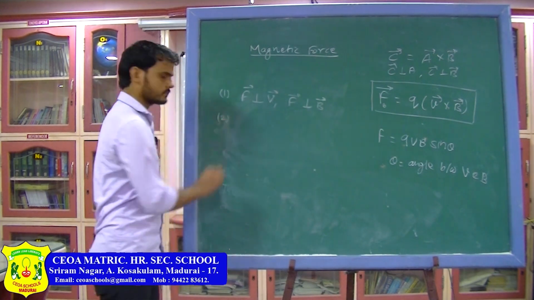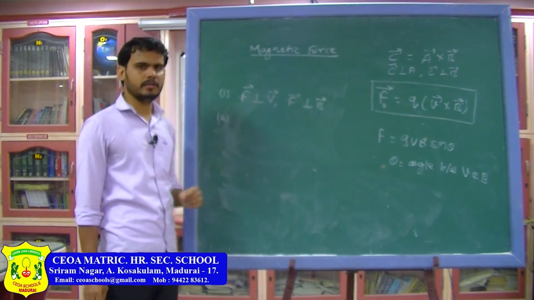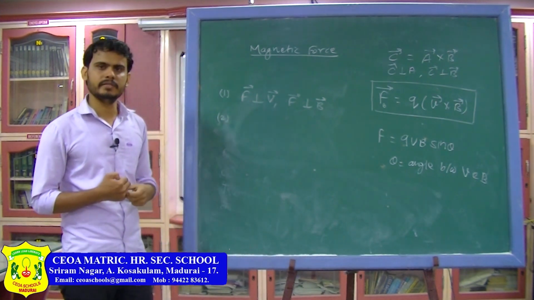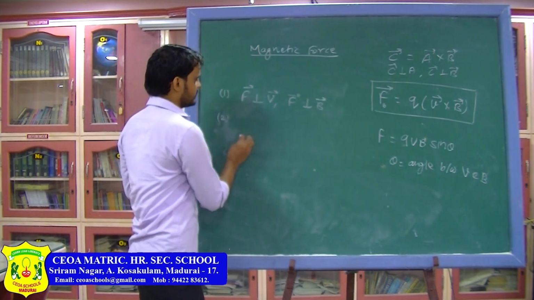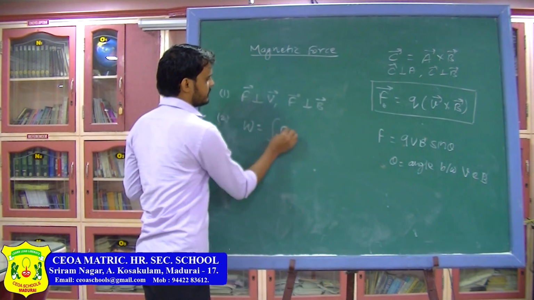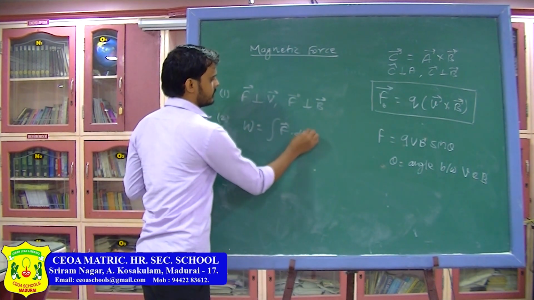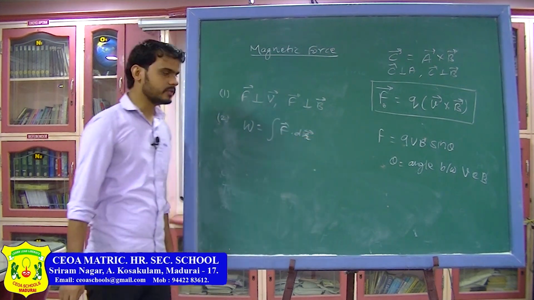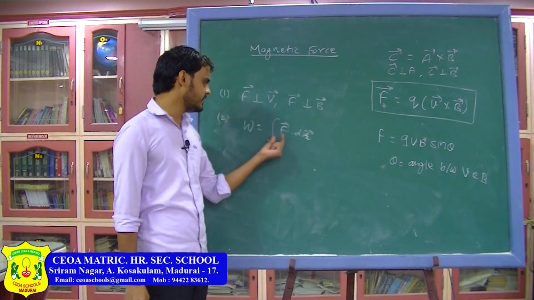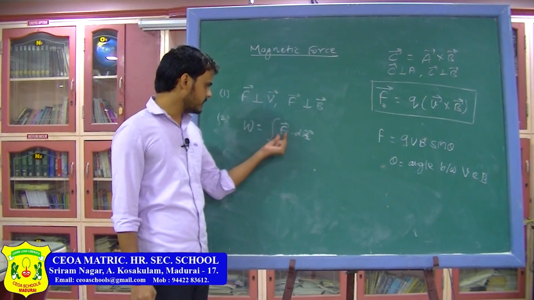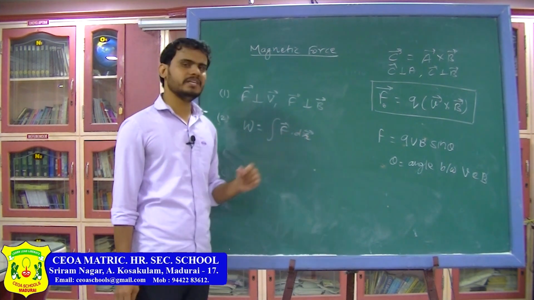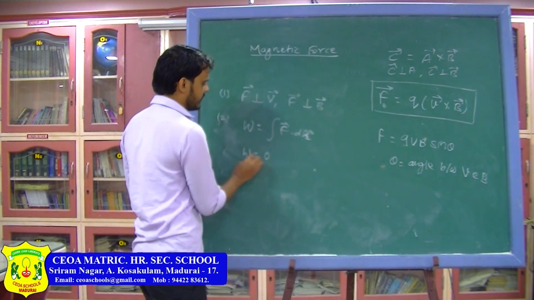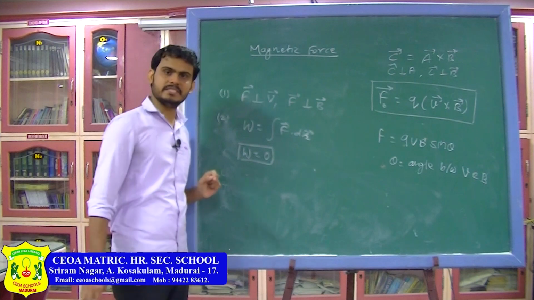Second thing, now if the force is always perpendicular to the velocity, I can say it will always be perpendicular to the displacement also. So from this I can write work done by this force will be F dot ds or dr. The work done by a force, you know that it will be the integration of F dot dr. Here the angle between the magnetic force and displacement is always 90 degrees. So from here I can say work done by magnetic force is always 0.